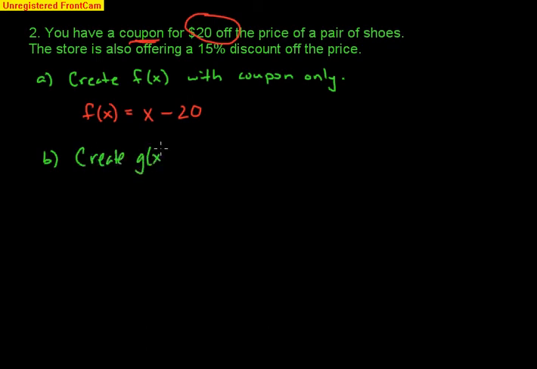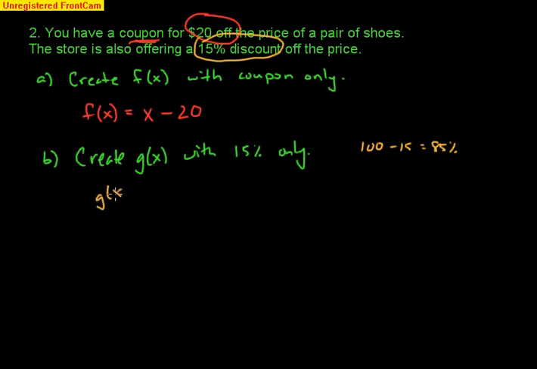B says create the function g of x with the 15% discount only. Okay? So now we're looking at the 15% off. Well, remember, you have to do this kind of on the scratch work. You pay 100%, but you're getting 15% off. So that means you're paying 85% of the shoes. So your function g of x represents your cost, and your cost is that 85%. 0.85x. Okay? So that's your cost.